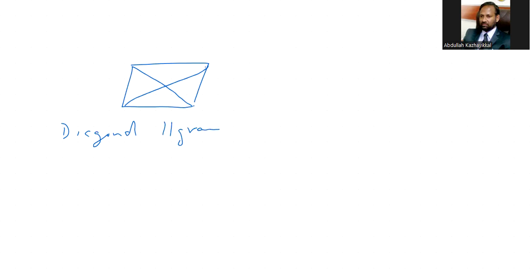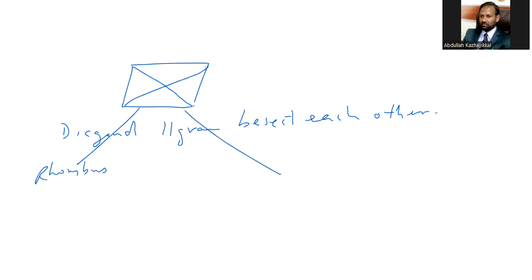Remember, after this parallelogram, all are its children. This parallelogram property will be there. From parallelogram, we get two children. One is rhombus, and here rectangle. Before that, we studied trapezium, quadrilateral. Now parallelogram. Remember the spelling and the short form. Parallelogram. Now, diagonals bisect each other.